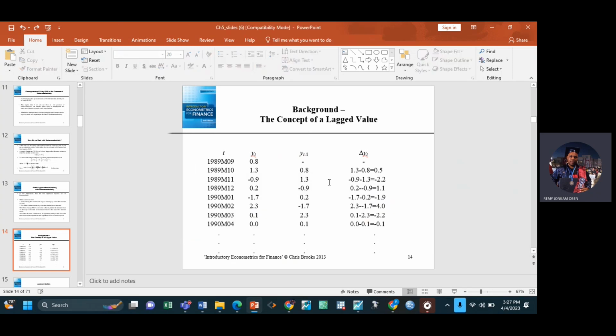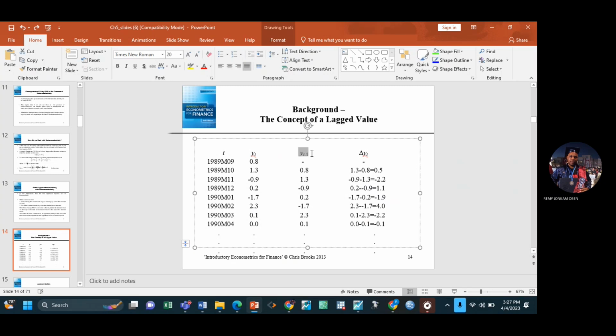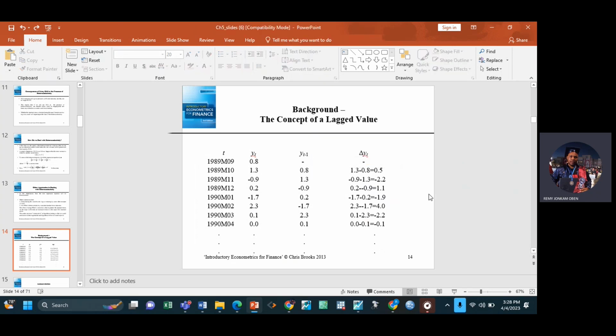So key takeaways from here. YT minus I, that I can be 1 or 2 or whatever, but T minus something is a lagged value. If it is T minus 1, it is lagged 1 period. If it is T minus 2, it is lagged 2 periods. T minus N, lagged N periods. Change in YT, that change symbol is the difference operator. So it's telling us that this is the first difference, and to get the first difference is simply YT minus YT-1. Okay.